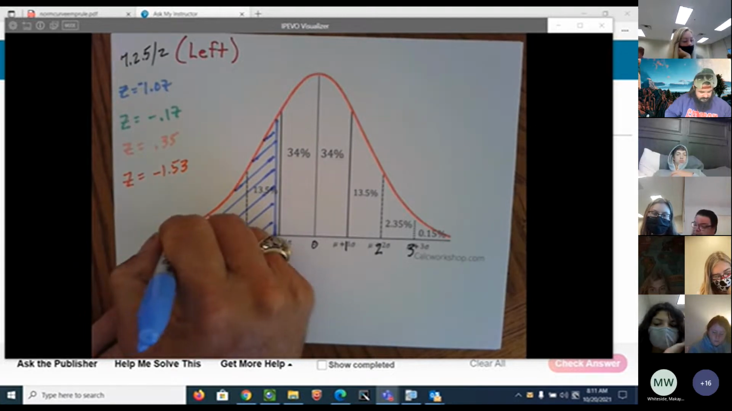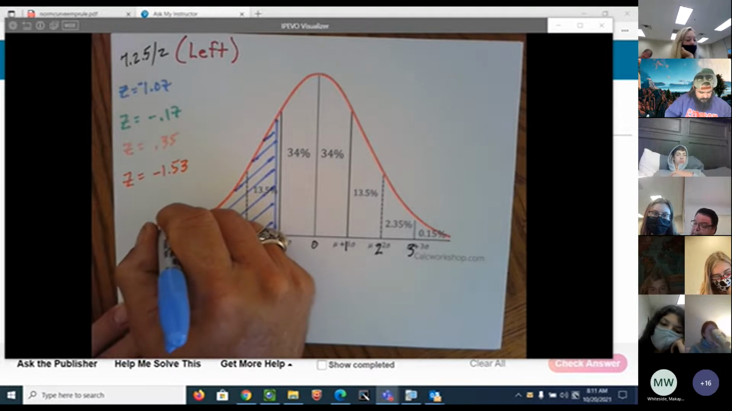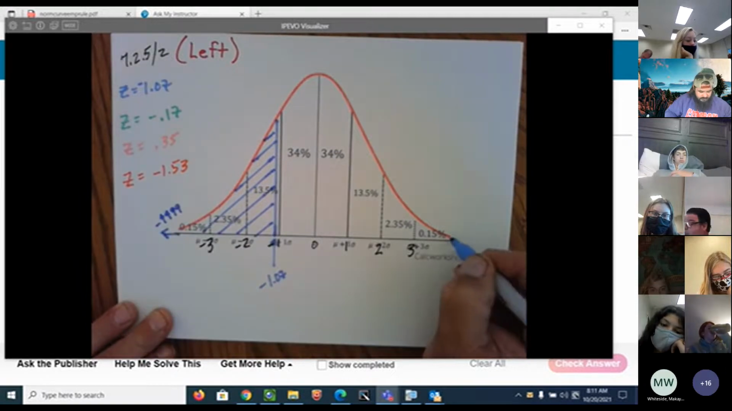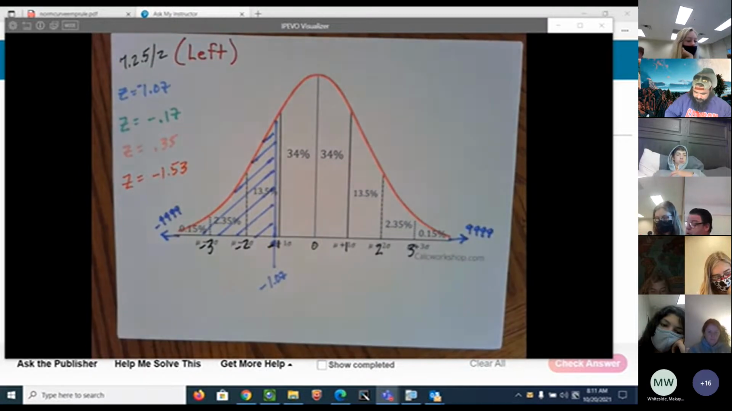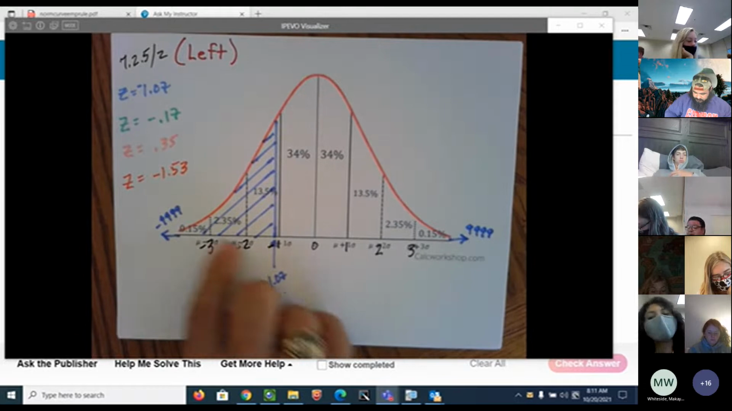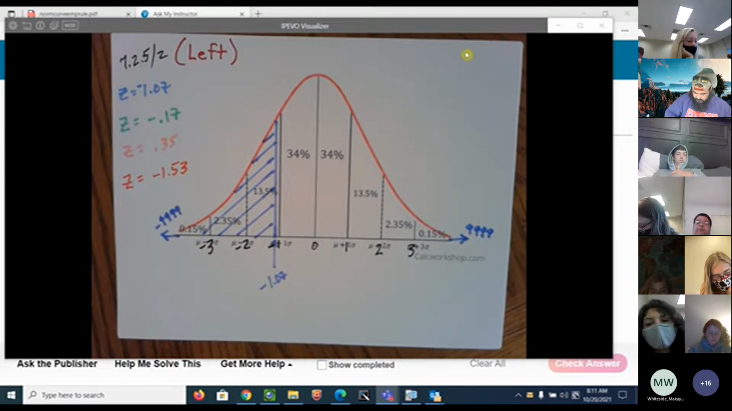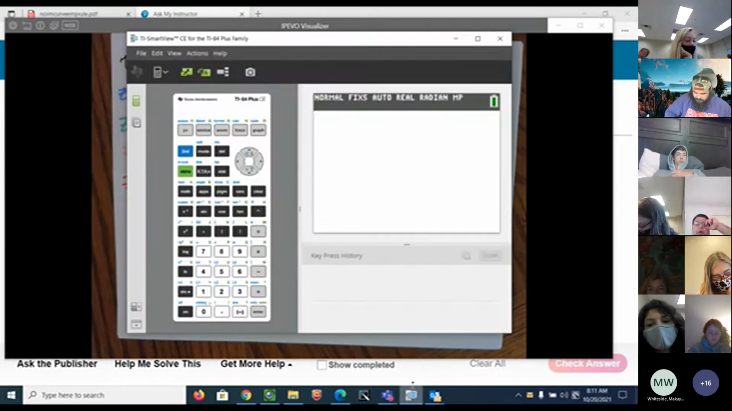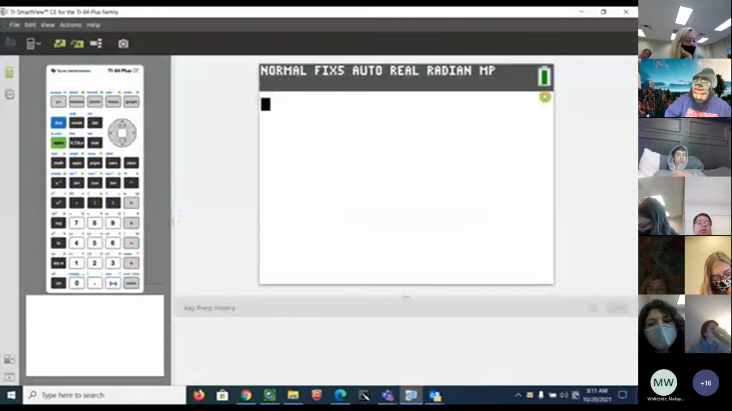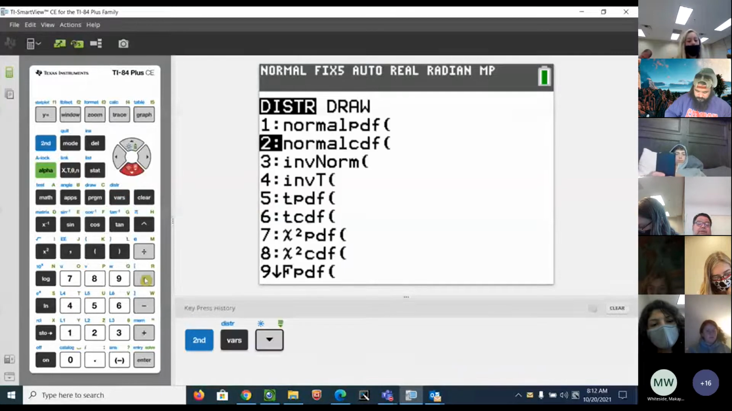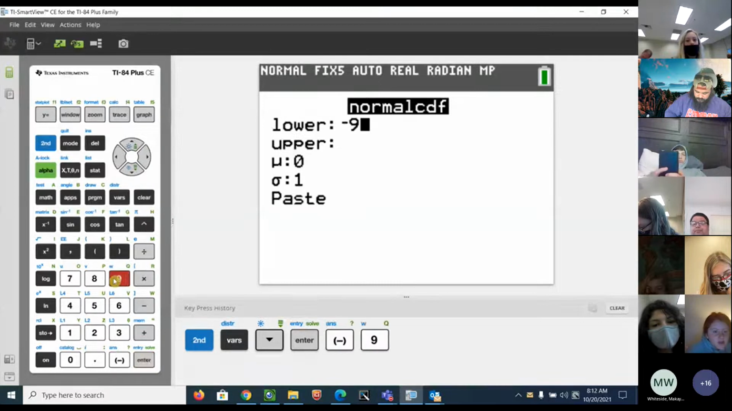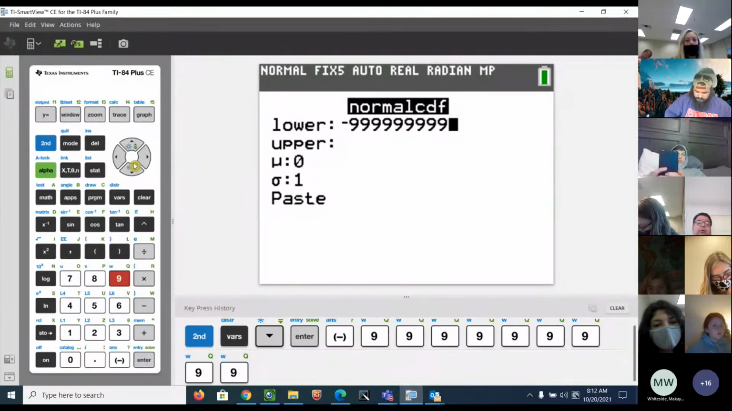All right, so this is negative infinity. And this is positive infinity. So we need to find negative 9999 to negative 1.07. So we pull up our handy dandy calculator. And we type in second VARS, normal CDF, negative 9999 to negative 1.07.